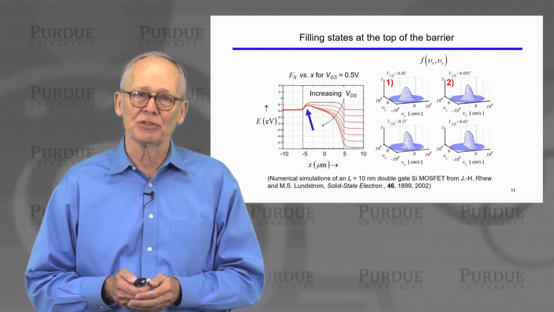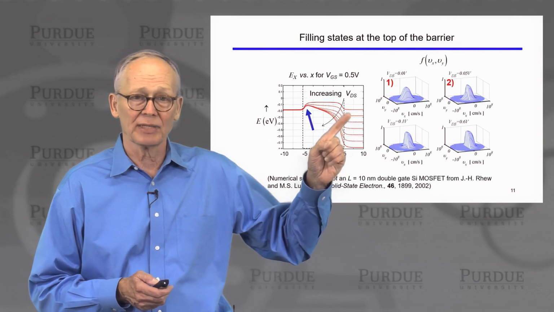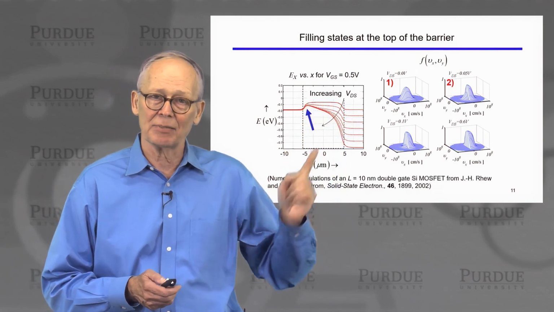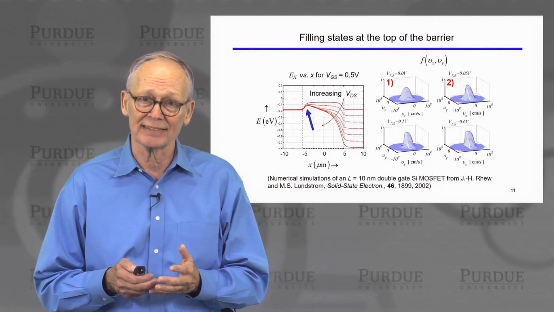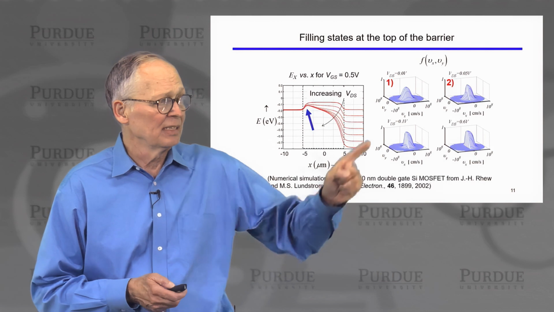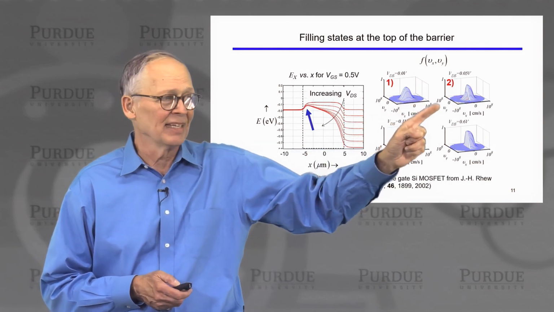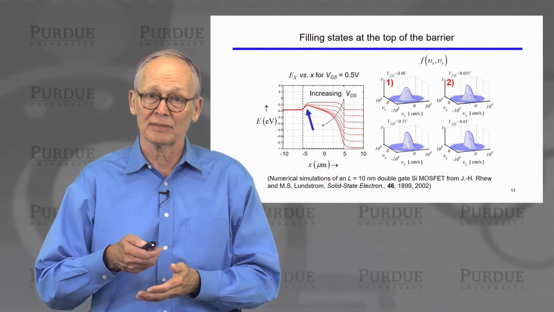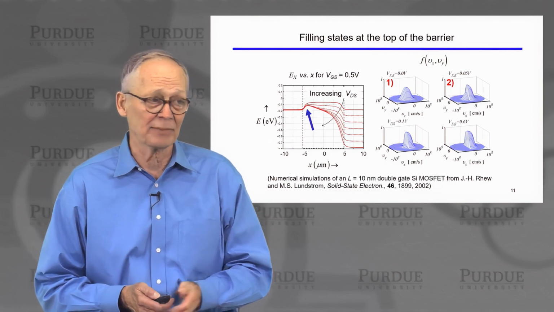Now, increase the drain to source voltage a little bit. That lowers the Fermi level in the drain. That means it's less likely that the states at the top of the barrier can be occupied, because the Fermi function for the negative velocity states has been lowered. You'll see that the positive velocity distribution is the same. The negative velocity distribution is smaller because the Fermi level has been lowered in the drain. That's where the negative velocity electrons came from.